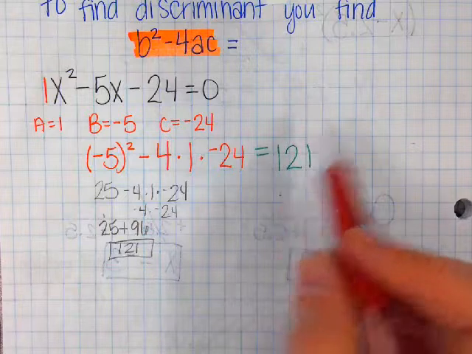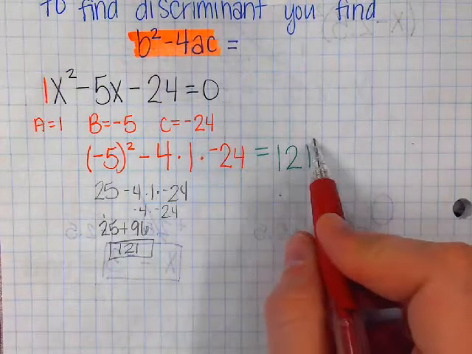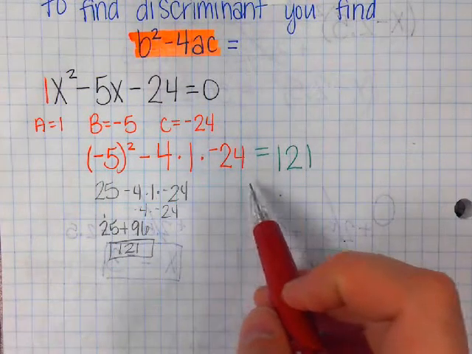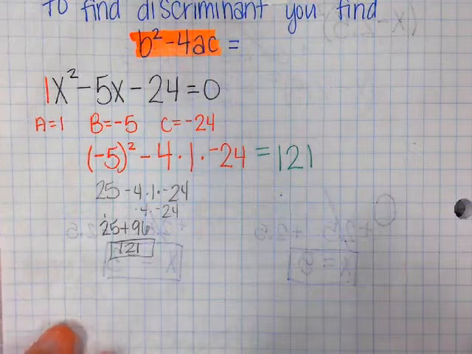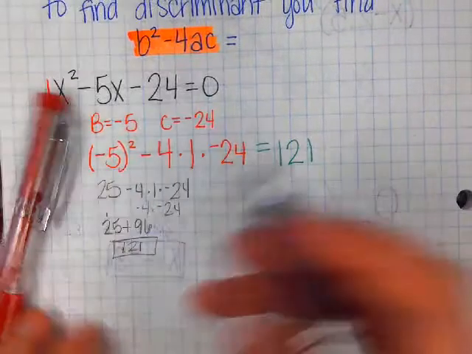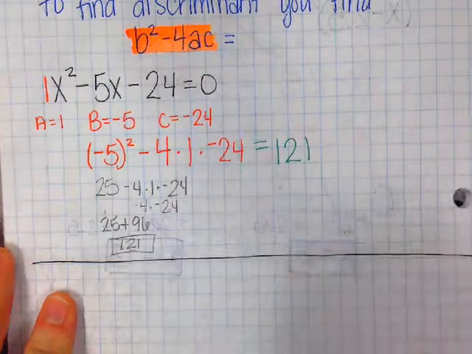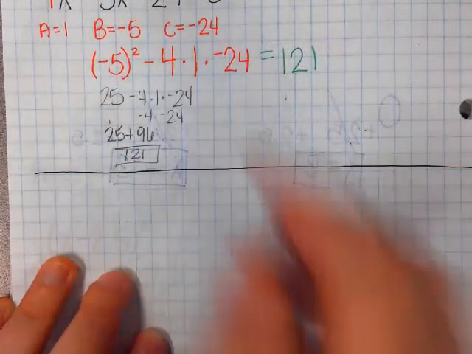So that would mean if you were using the quadratic formula, you would take the square root of it and then add and subtract 11. Okay, we're going to do another example, and then we're going to talk about what it means by the types of solutions.